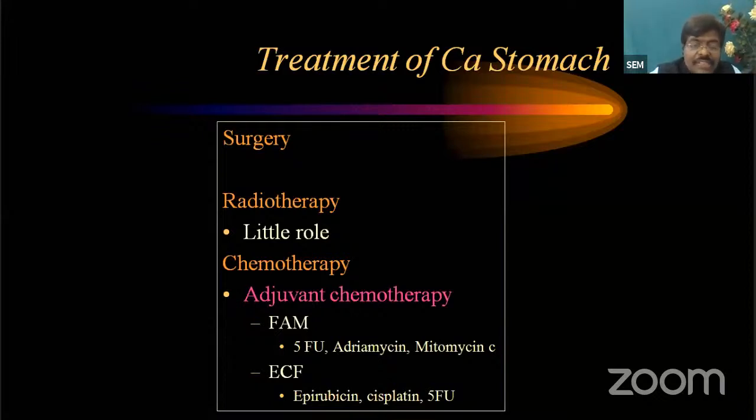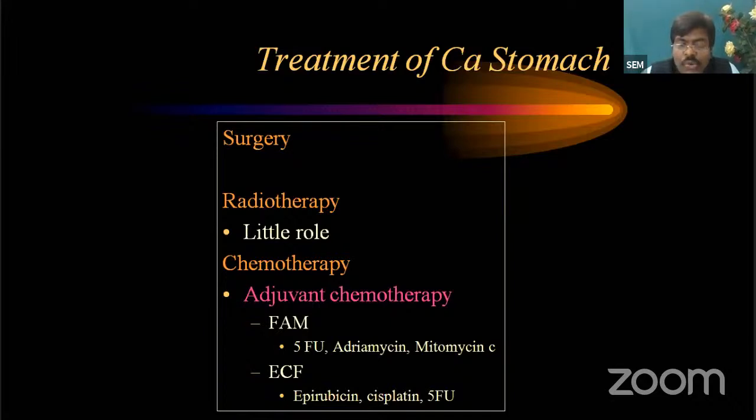Whereas in esophagus, chemoradiation is very, very important, because it is predominantly a squamous cell carcinoma. Chemotherapy in stomach has a prominent role as an adjuvant, especially. There are two regimens worth remembering. FAM regimen is more common, I think ECF also. These are the mnemonics to remember: 5-fluorouracil, adriamycin, mitomycin C. The commonest question they'll ask you is, whenever we give adriamycin, because it is cardiotoxic, you may have to do an echocardiography, a cardiac index.